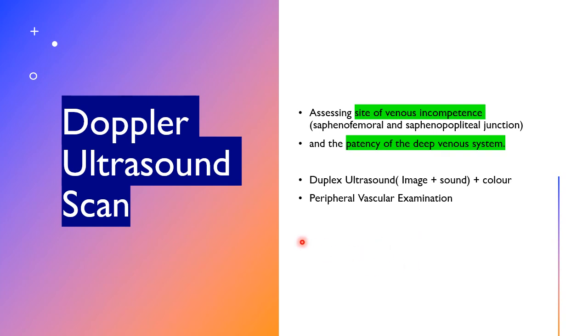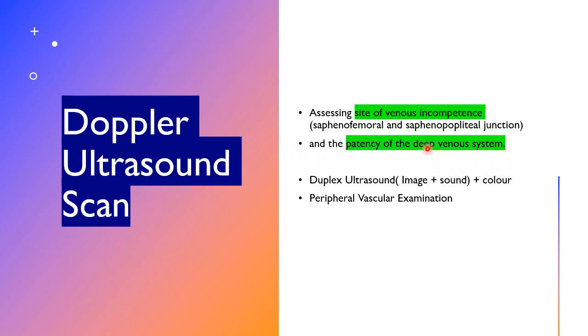Next, we come to the Doppler ultrasound scan, which has become the most important investigation for varicose veins today. It is very helpful to assess the site of venous incompetence, which is most commonly at the saphenofemoral junction and or at the saphenopopliteal junction. So placing the probe over these junctions will help to determine whether there is any incompetence and reflux of blood. It also is used to assess the patency of the deep venous system.